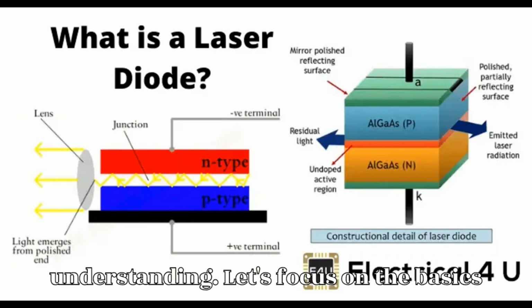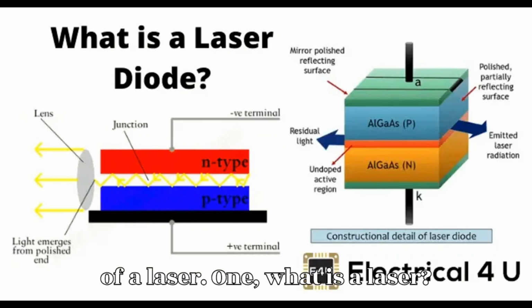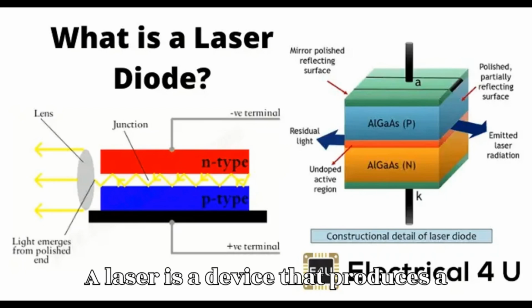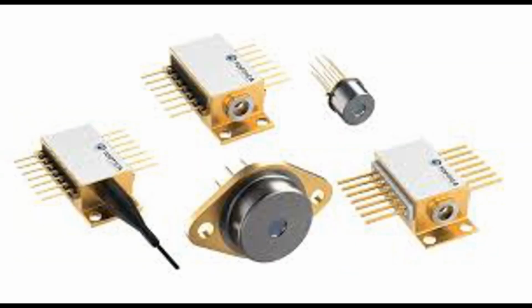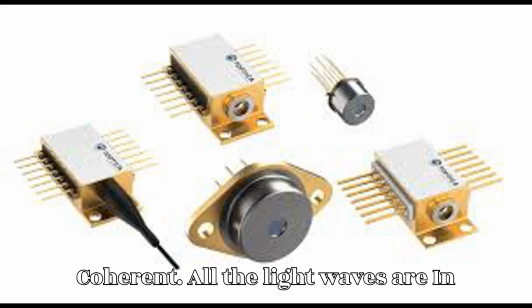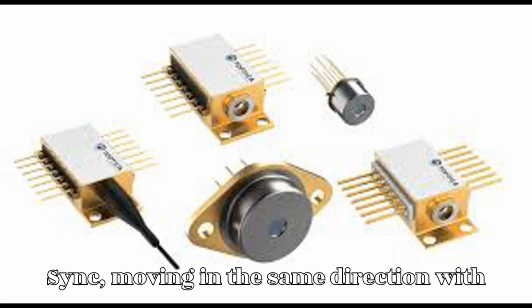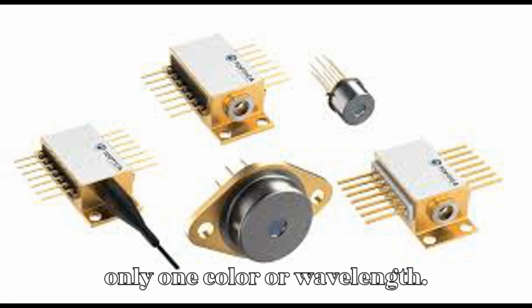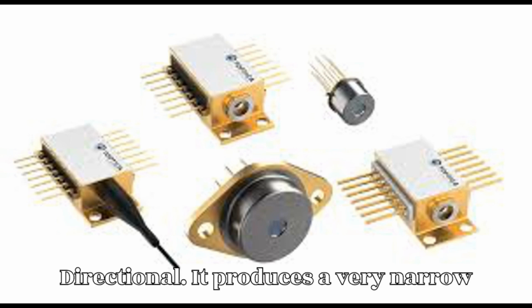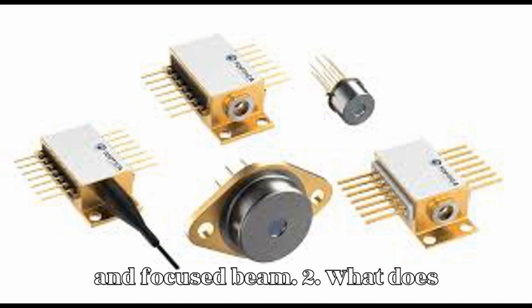Let's focus on the basics of a laser. 1. What is a laser? A laser is a device that produces a special kind of light. This light is coherent. All the light waves are in sync, moving in the same direction with the same phase. Monochromatic. It has only one color or wavelength. Directional. It produces a very narrow and focused beam.